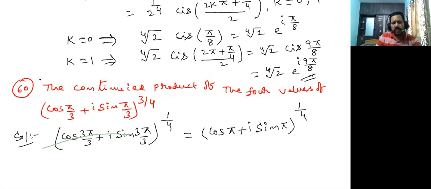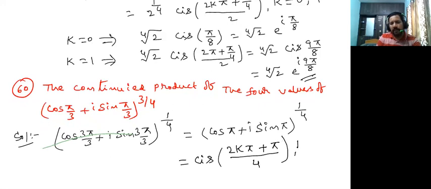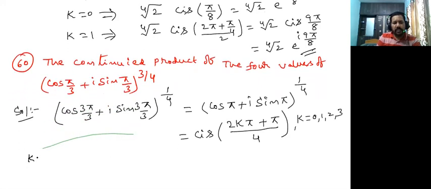How to find the solutions? This is the formula: cis of (2k pi plus theta), theta means here pi, divided by n. N means 4 roots, so k values you can take 0, 1, 2, 3. If k is equal to 0, you will get one complex number, that is Z1. What is that? One solution, cis.